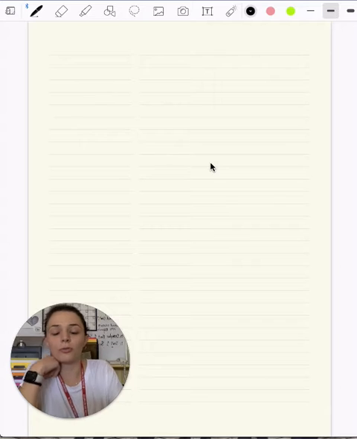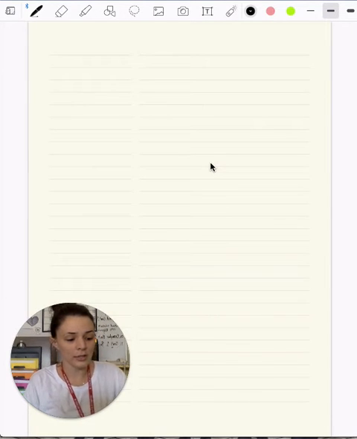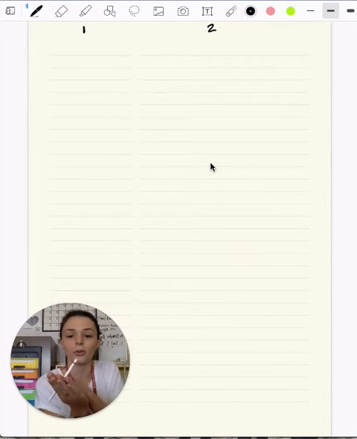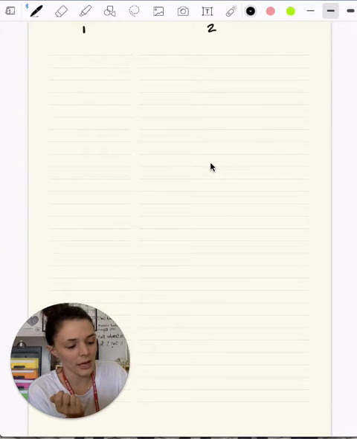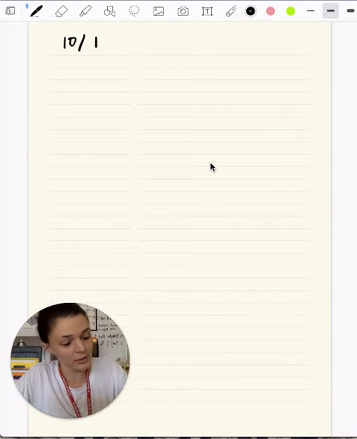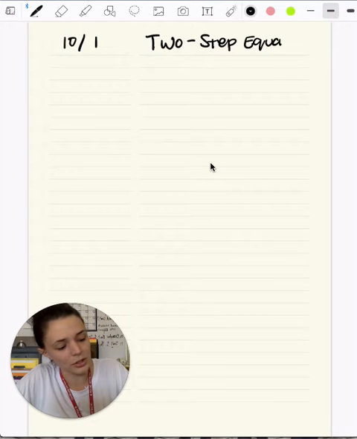And I want you to fold your paper in half so that you have two columns like we do here on this notebook. So just go ahead and fold the paper in half, long ways. And then up top here, you're going to write the date on one side. Should be, what is tomorrow, the 1st? And then the title of the work that we're going to be doing, so two-step equations.